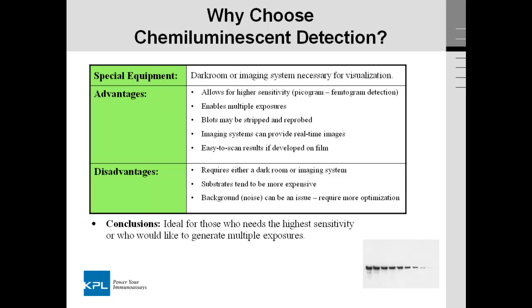Disadvantages include that special equipment is necessary for visualization, either a darkroom or imaging system. The substrates tend to be more expensive than their colorimetric counterparts, and background or noise may be an issue. Chemiluminescent blots will require more optimization. Chemiluminescence is ideal for those who need the highest sensitivity possible or who would like to generate multiple exposures.